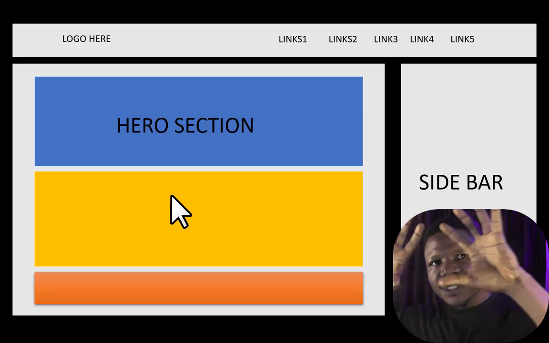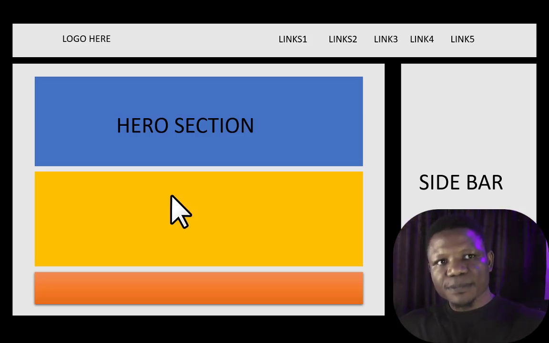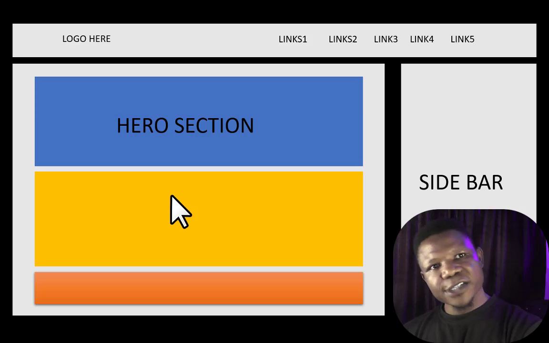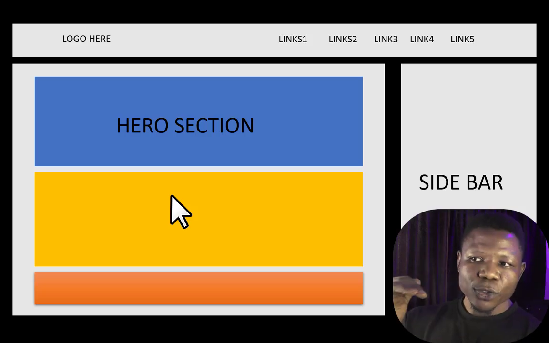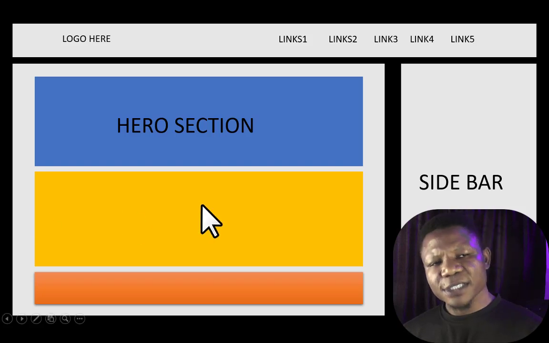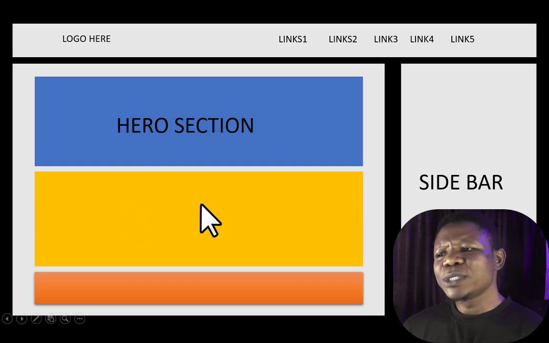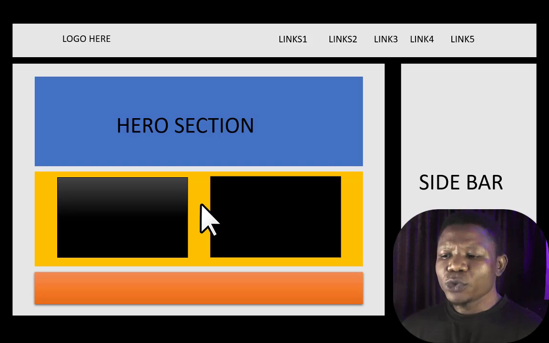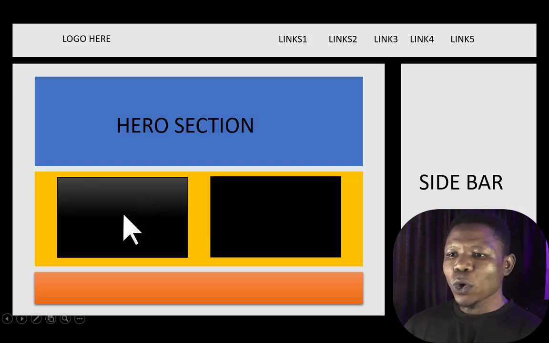Okay, you will see the banner up here, sometimes you will see sliding images. We call it carousel. So the first section is most times like that. Then the second section, you can decide to divide it the way you want. You can add two columns. So we have a column to the left and a column to the right.